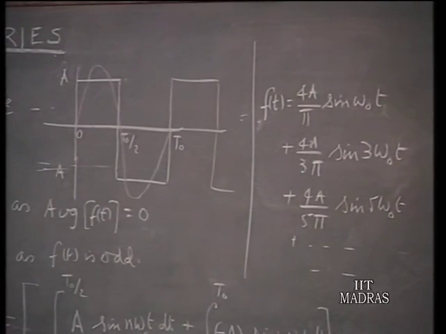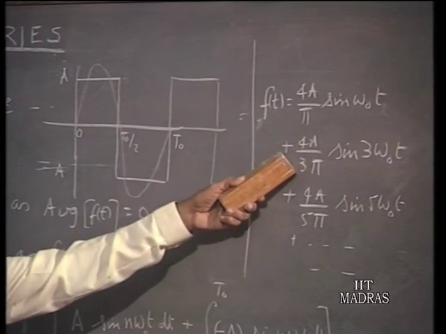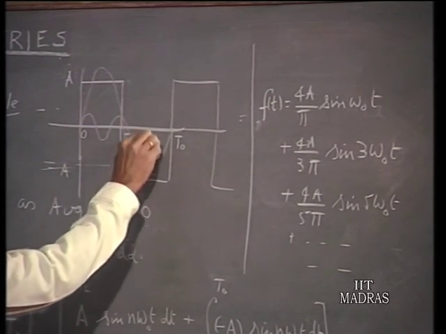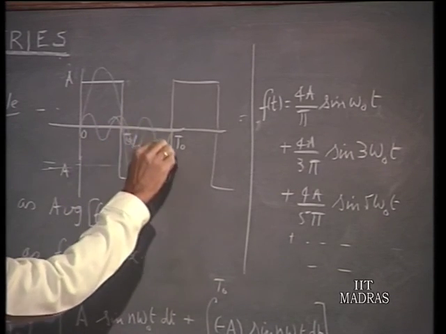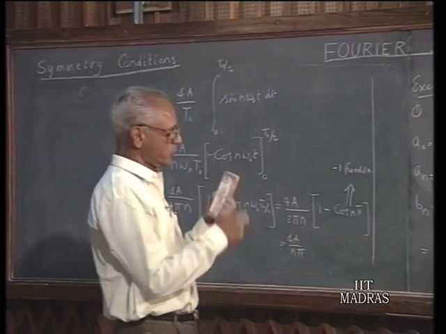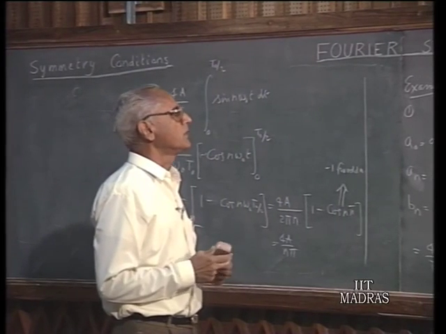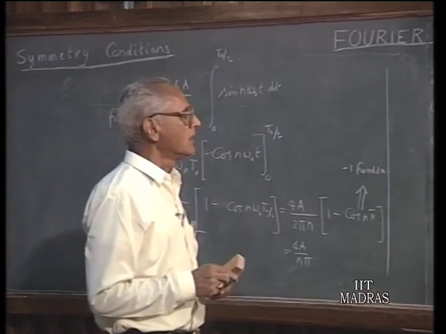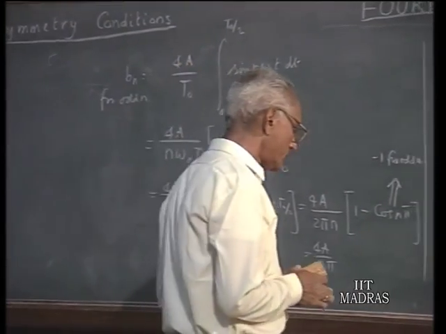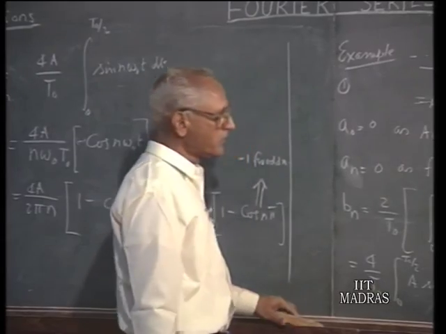The third harmonic will have 1/3 that amplitude. So it will be like this, and the fifth harmonic will be 1/5. Actually the figure which we have seen in the earlier lecture corresponds to this. So the amplitudes go down inversely as the order of the harmonic. We will continue this discussion.